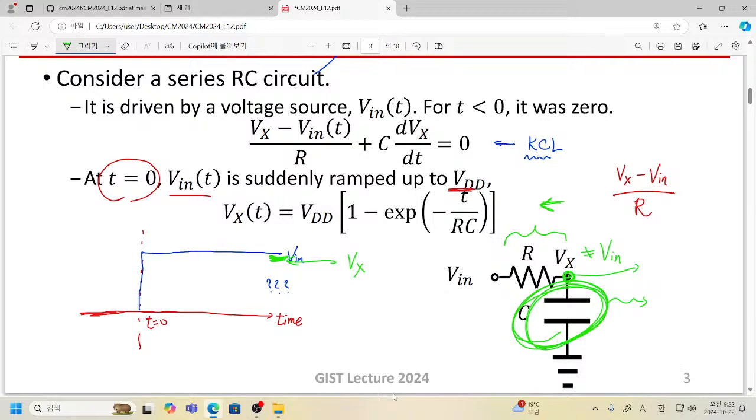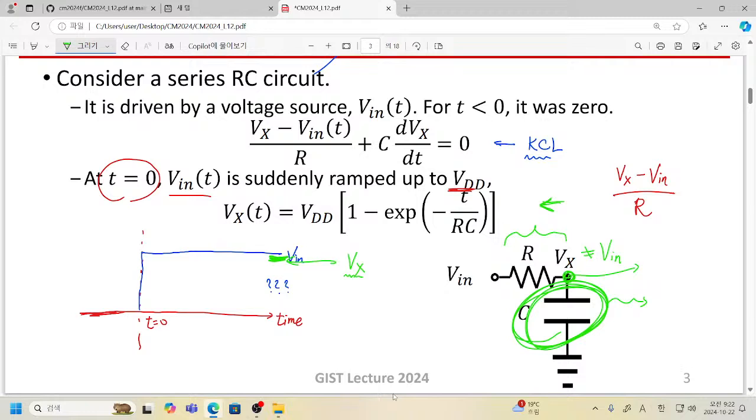The resistor wanted to conduct a certain current. However, its balancing part, the capacitor, does not allow any current conduction. So it is contradictory. So the only solution we can expect is that Vx should approach Vin. So that is the situation we can get.